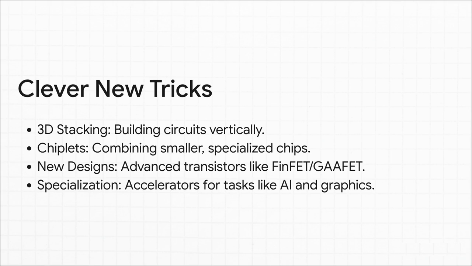Instead of just shrinking things on a flat surface, we're now building up, stacking chips vertically, like little skyscrapers of silicon. Or we're using these modular chiplets, kind of like Lego again, combining smaller, specialized chips together. We're even redesigning the whole transistor, moving from flat 2D gates to these amazing 3D structures called FinFETs that give us way better control. See, the innovation isn't about just shrinking anymore, it's about getting smarter with design.